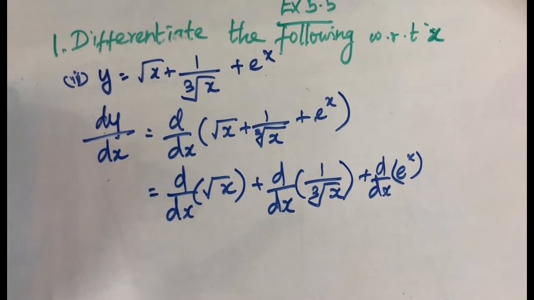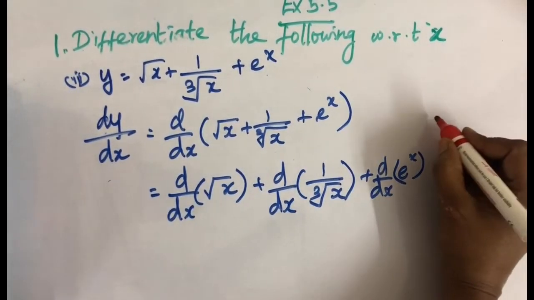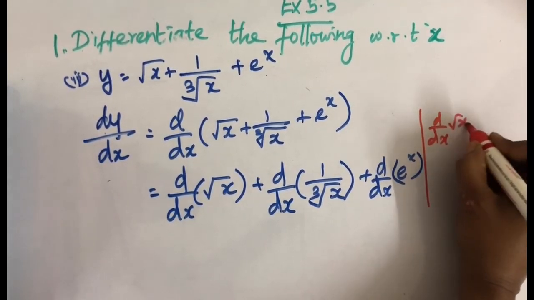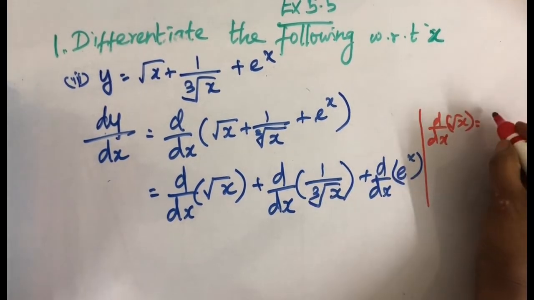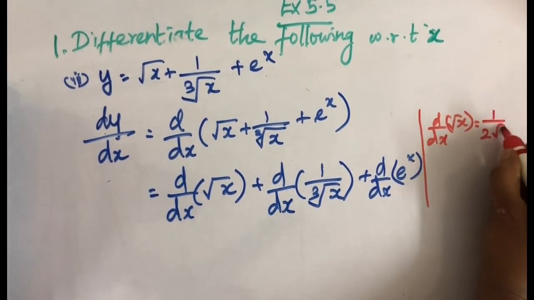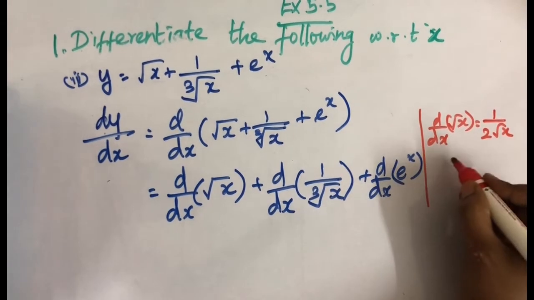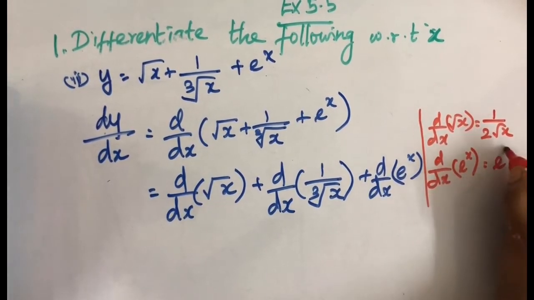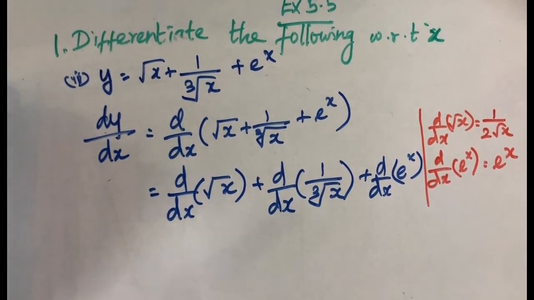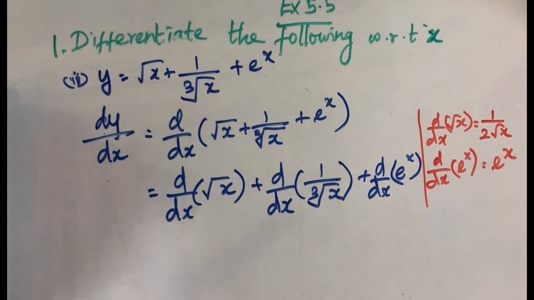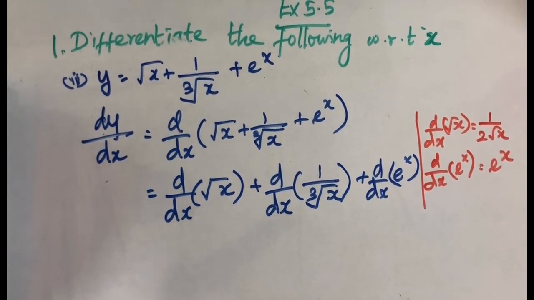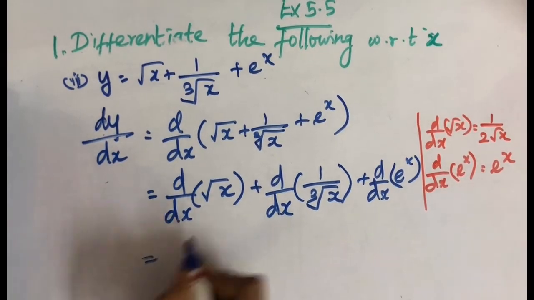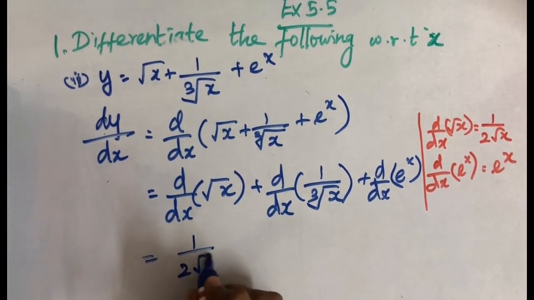What is the differentiation of square root of x? d/dx of square root of x, what is the formula for this? So 1 divided by 2 root of x. Similarly, d/dx of e^x is e^x only. Now we have to find the center term. Here it is 1 divided by 2 root of x.